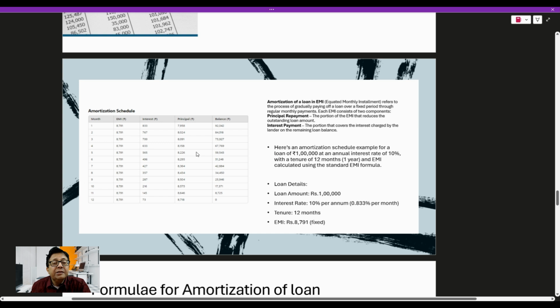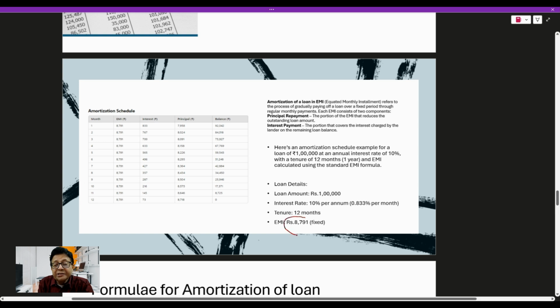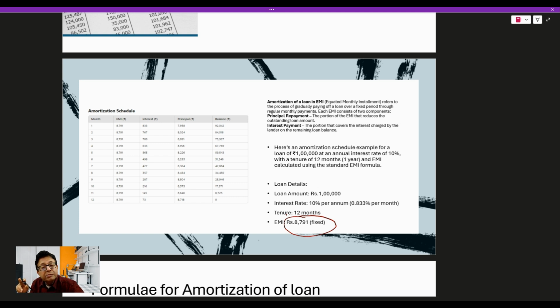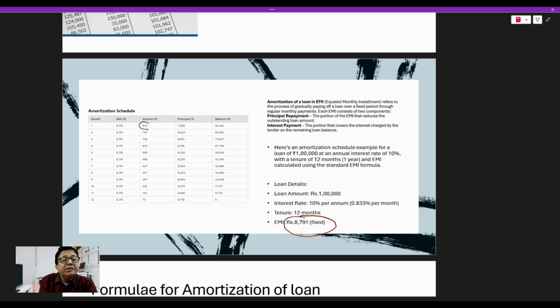Suppose your EMI is fixed at rupees 8791 by using that formula. So you have started with 1 lakh. End of the month, you have paid this amount, 8791. By that formula, interest was 833, principal was 7958. You have paid 8791. See, the amount goes for interest, rupees 833. Amount goes for principal, 7958. And this is the balance.